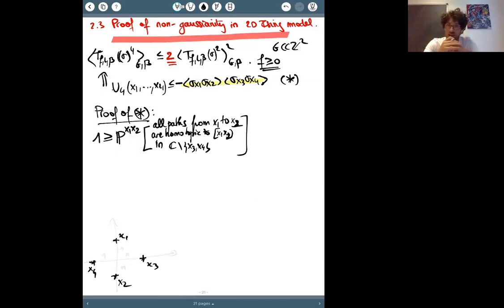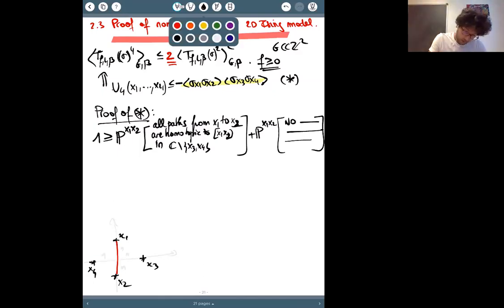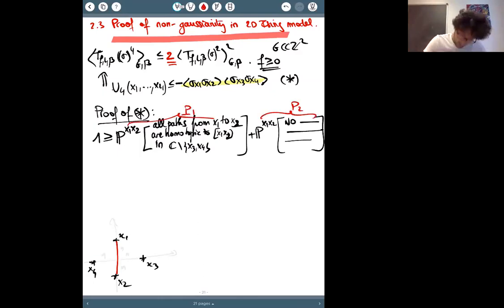I look at the homotopy classes and I'm saying, if I'm looking at the event that all paths from x1 to x2 are homotopic to the segment, simply to this segment, okay? And the second event is, I'm saying, no path is homotopic to that segment. These are two events. They are obviously disjoint. So the sum of the two probabilities is smaller or equal to 1. Up to now, I didn't say anything certain. So this is probability P1, and this is P2. So P1 plus P2 is smaller or equal to 1.